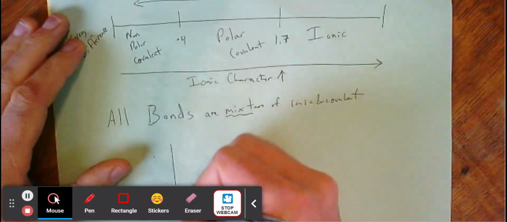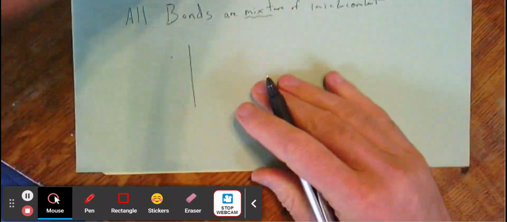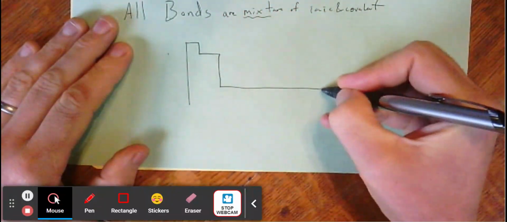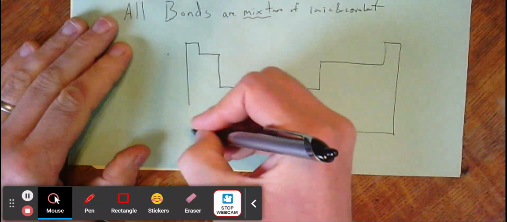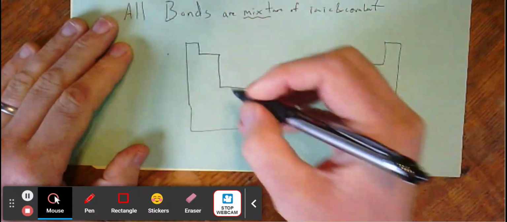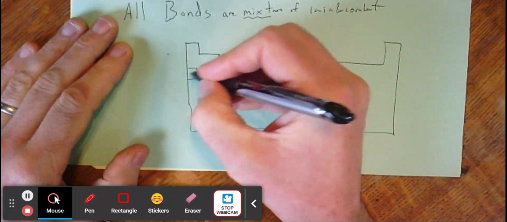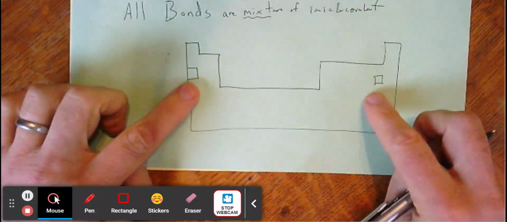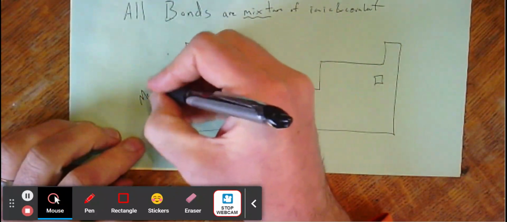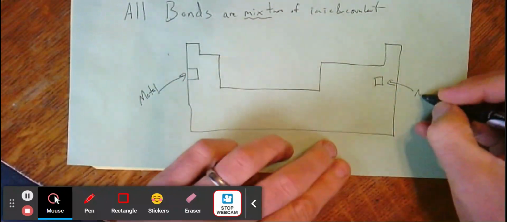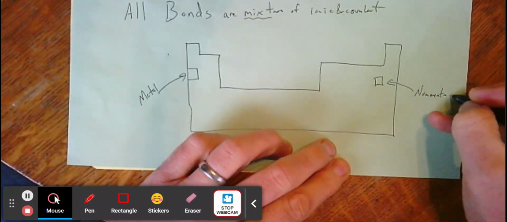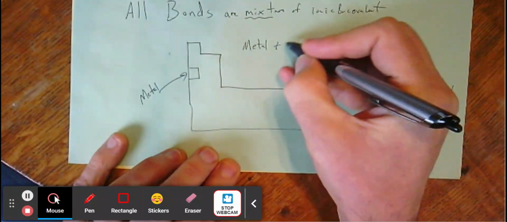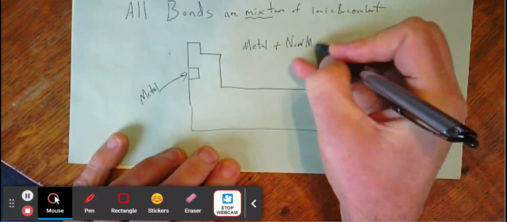Now, to predict the bonds, you can use that. You can also use just the element's location from the periodic table. Let's say I've got this element, which is sodium, and this element, which is chlorine, a metal and a nonmetal, equals ionic.